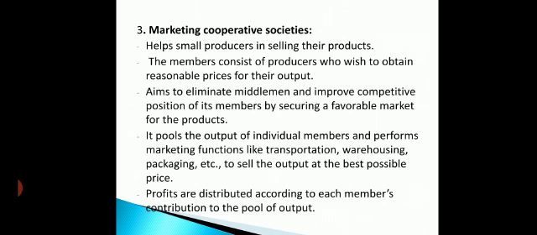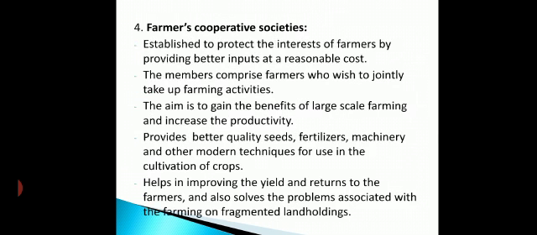So marketing cooperative societies again aim to eliminate middlemen and directly gain a competitive advantage, where they get favorable prices for their output. So whatever they are manufacturing, through marketing cooperative societies they sell their product and get a reasonable price for it.